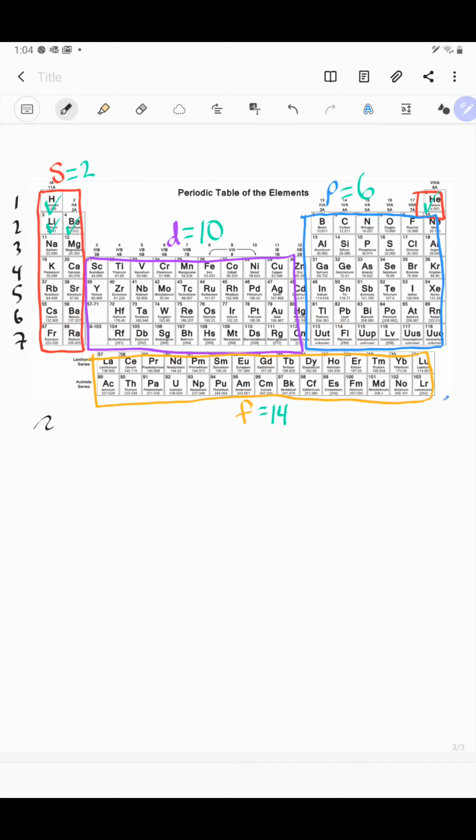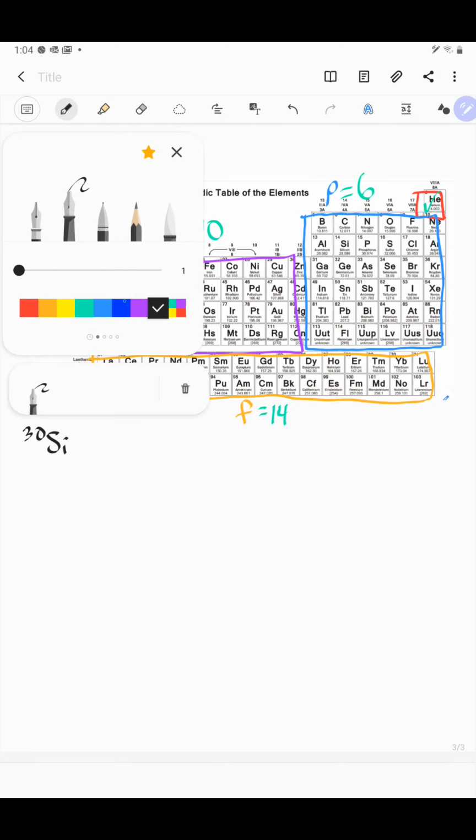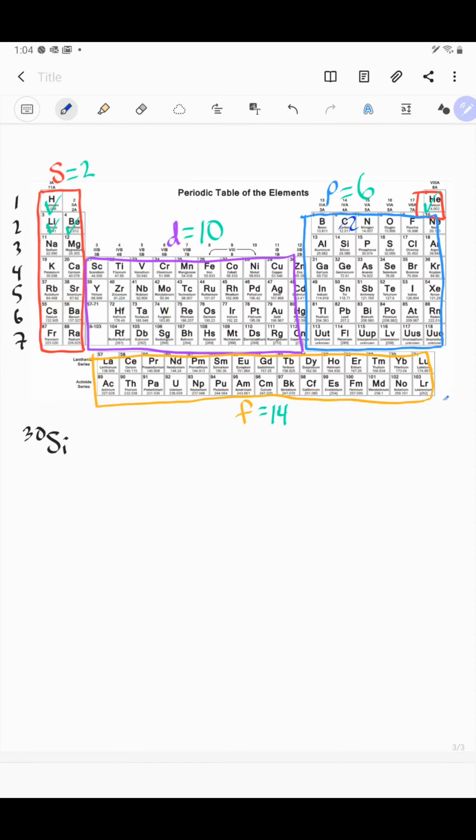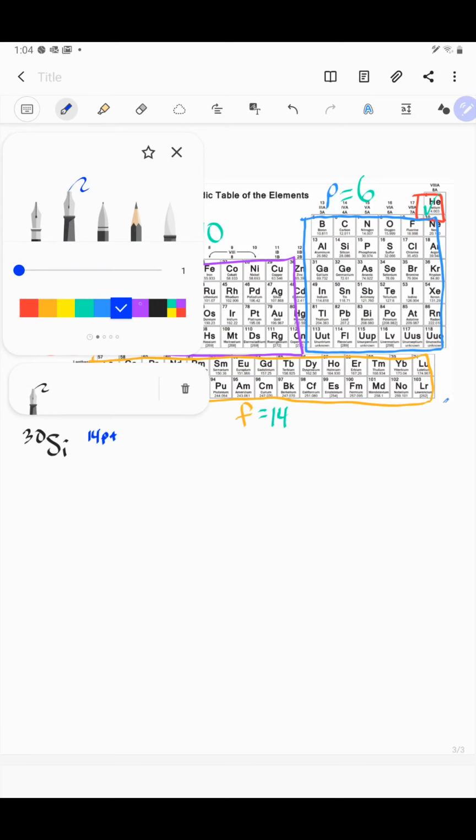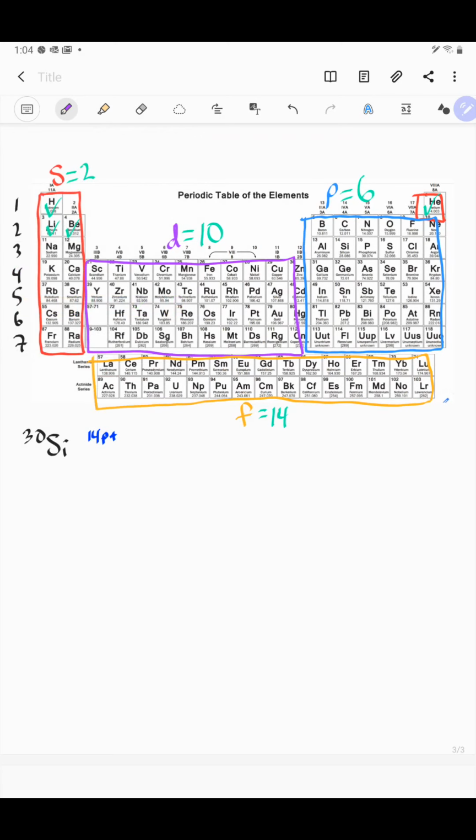So let's first calculate how many protons, neutrons, and electrons silicon 30 has. So we can look at the number of protons by just looking at the number on the periodic table next to silicon. So there are 14 protons. And then the number of neutrons is going to be 30 minus 14, so 16 neutrons. And then lastly, it is uncharged. So the number of electrons is going to be the same as the number of protons. So 14 electrons.